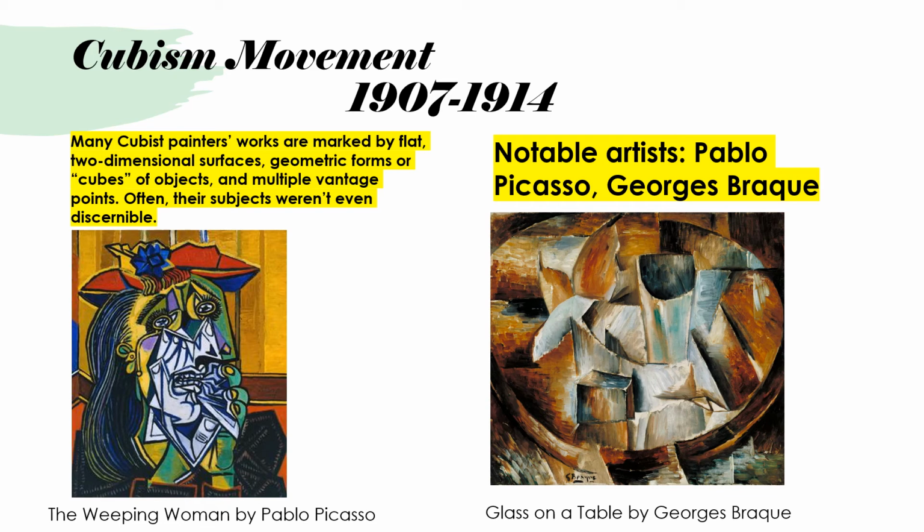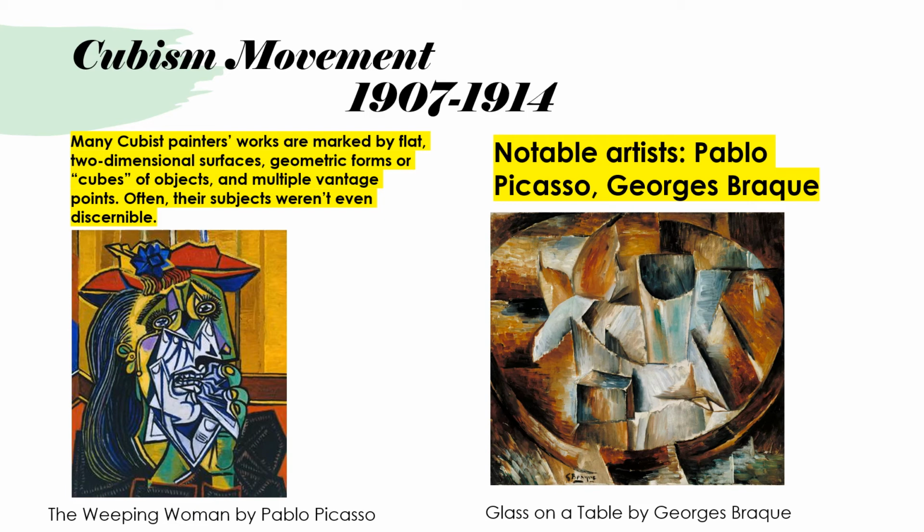Some notable artists from the time, Pablo Picasso, Georges Braque. Let's look at the picture on the right, because that is a picture by Georges Braque. And if we didn't have the text to tell us the title is Glass on a Table by Georges Braque, would you be able to tell that that is a glass on a table? Maybe, maybe not. I don't know if I would be able to tell that that was a glass on a table.